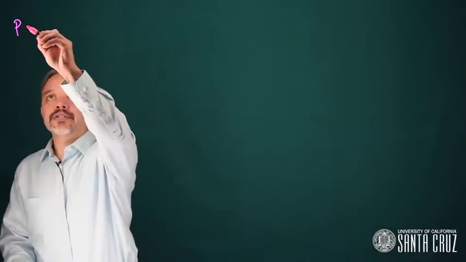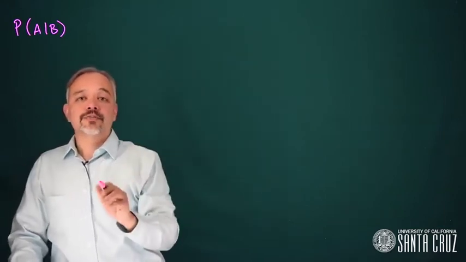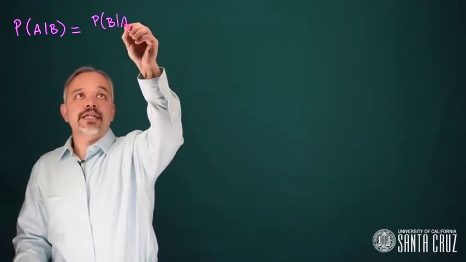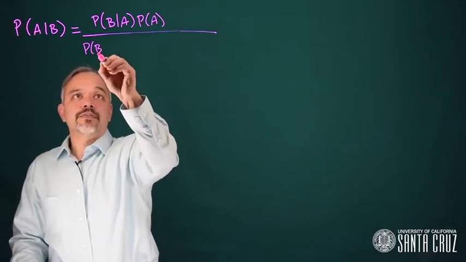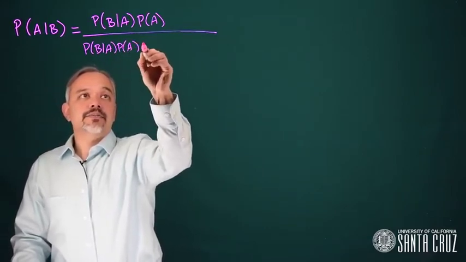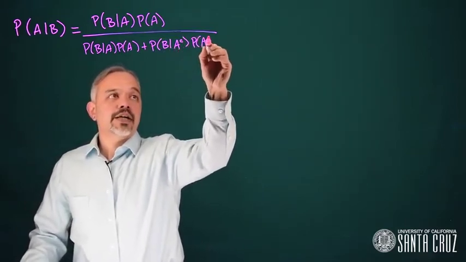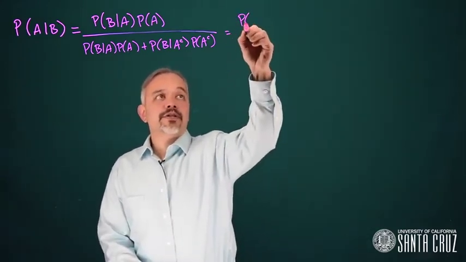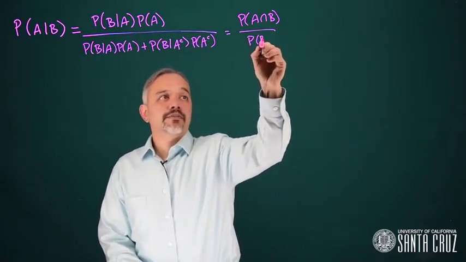Bayes' theorem is used to reverse the direction of conditioning. Suppose we want to ask, what's the probability of A given B, but we know it in terms of probabilities of B given A. So we can write the probability of A given B as the probability of B given A times the probability of A, divided by the probability of B given A times the probability of A plus the probability of B given not A times the probability of not A. This does work out back to be the same as the probability of A and B over the probability of B.